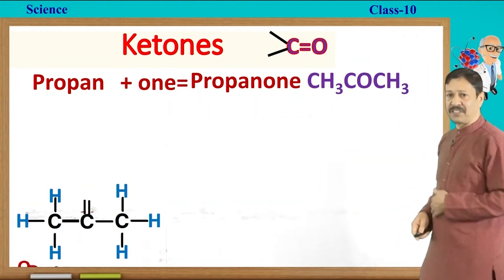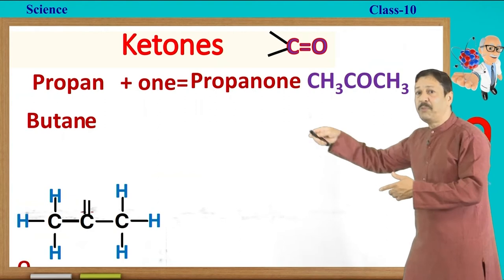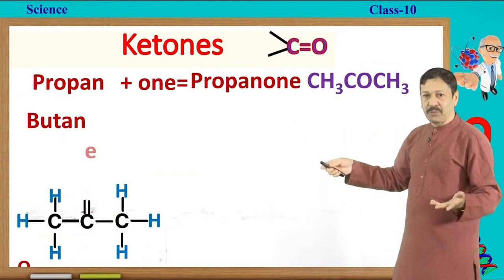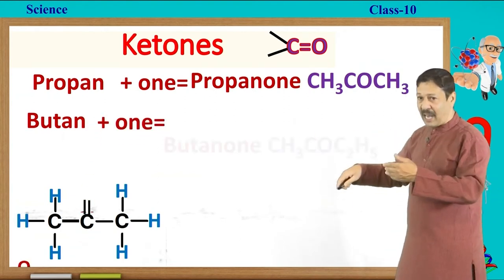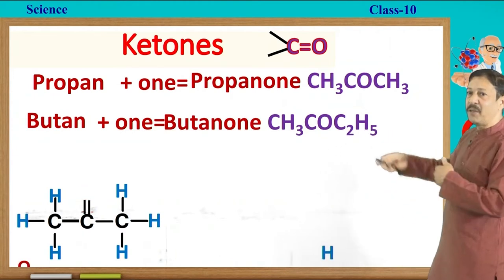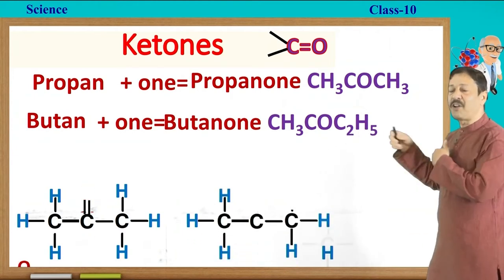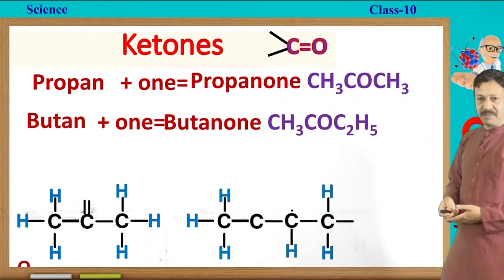Try to write the structure. Now let us study butanone. What you have to do? Yes, remove E, add ONE, then you are getting butanone. This is the structure of butanone.